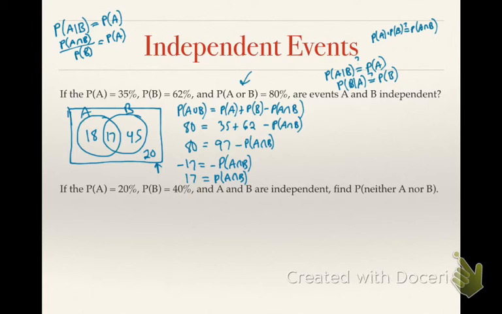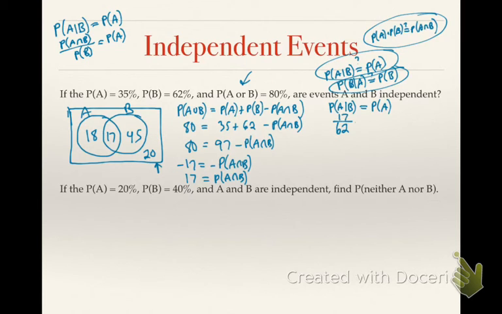The technical way of doing it is to use this formula. Is the probability of A given B equal to the probability of A? Okay. That's technically the test for independence. You should use that. But if all else fails, any of the other methods should be fine. Okay. So what is the probability of A given B? Given B, we're looking at just the 62. How much percent of that 62 is in A? 17.